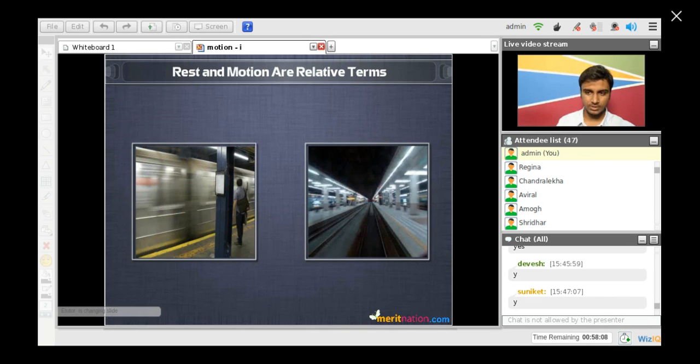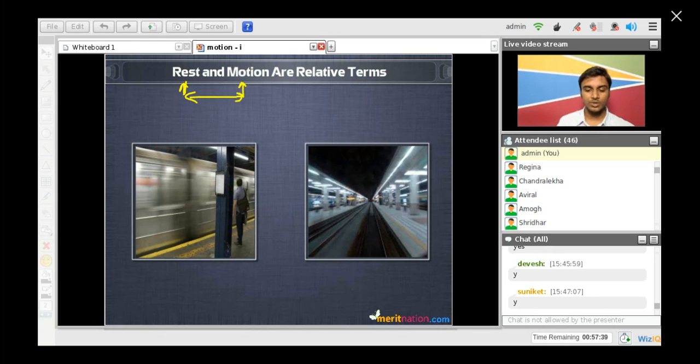So why does this happen? Why do the car and the object, they are in a state of motion and rest? So basically, rest and motion are relative terms. Rest and motion are relative to each other.